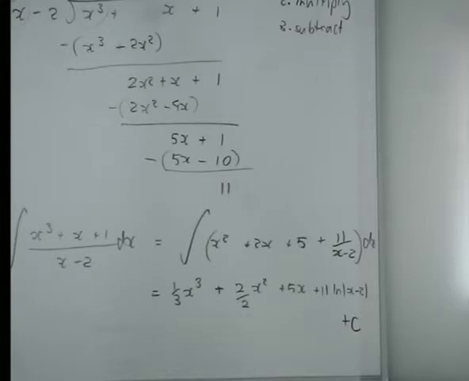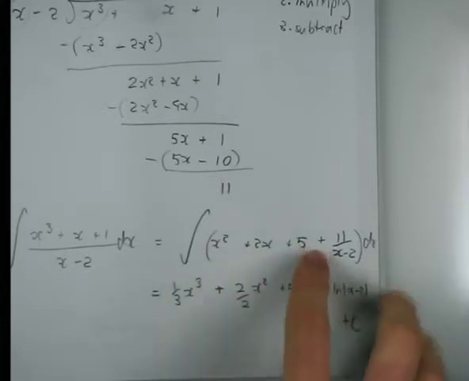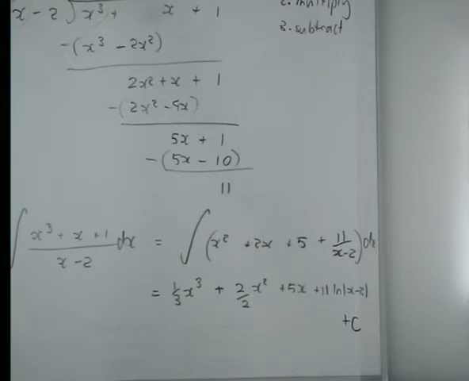Technically, the polynomial division is not really part of the integral at all. It's just my way of rewriting what was there. So that's the first step. If the top has a bigger power than the bottom, you're supposed to do polynomial division. So you've got a polynomial, this bit here, and then a fraction at the end.